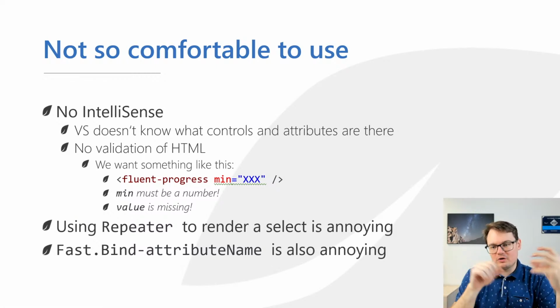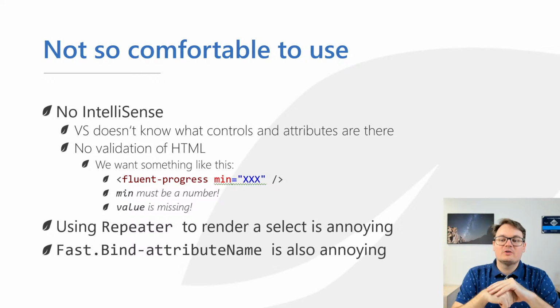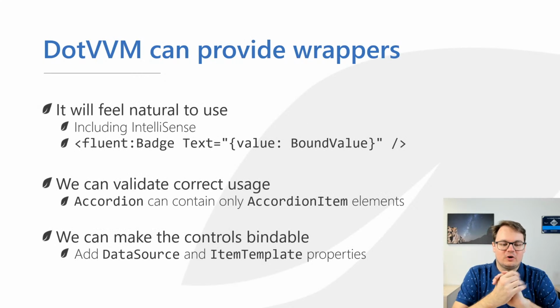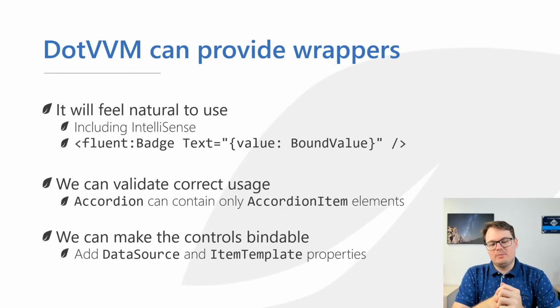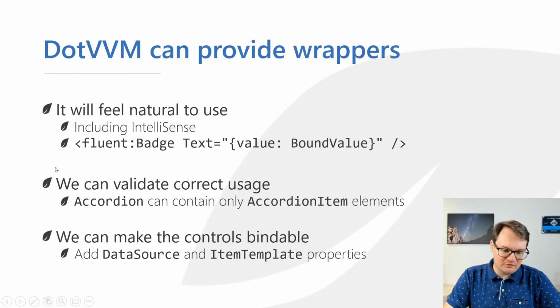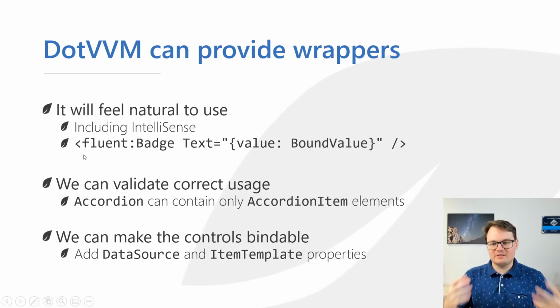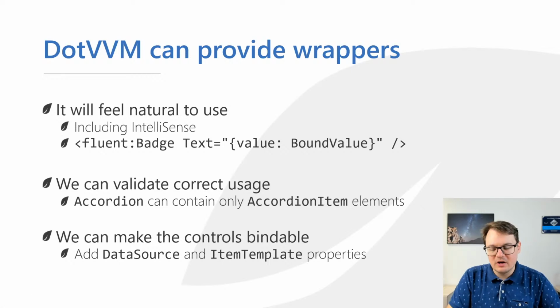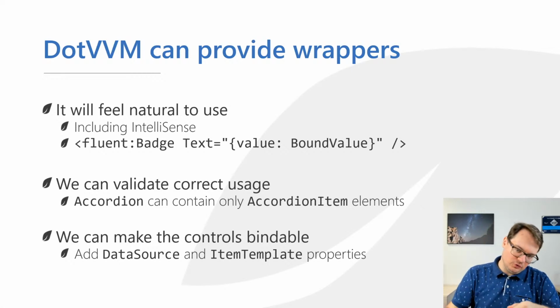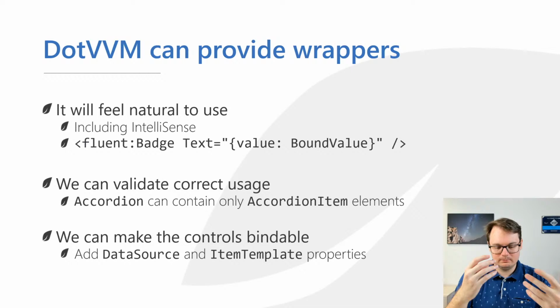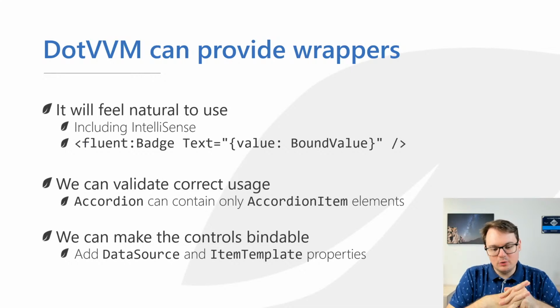You don't want to use repeater for every select control, so we are looking at providing some wrappers over Fluent UI that will be natural to use. For example, .vvm has a type system for control wrappers, and it can do validation of attributes. So if we build wrappers in .vvm, then you will get nice IntelliSense with all the validations.